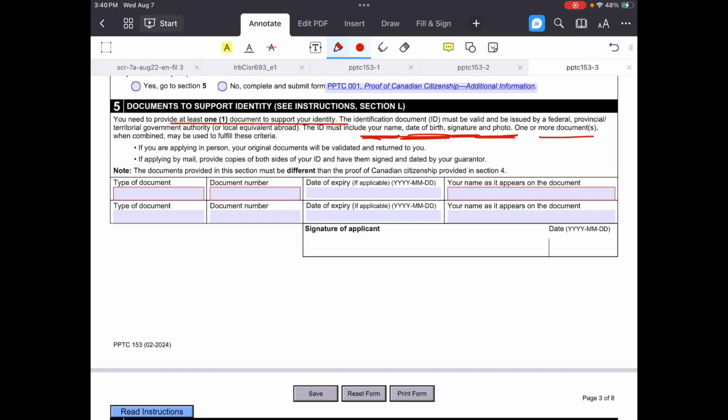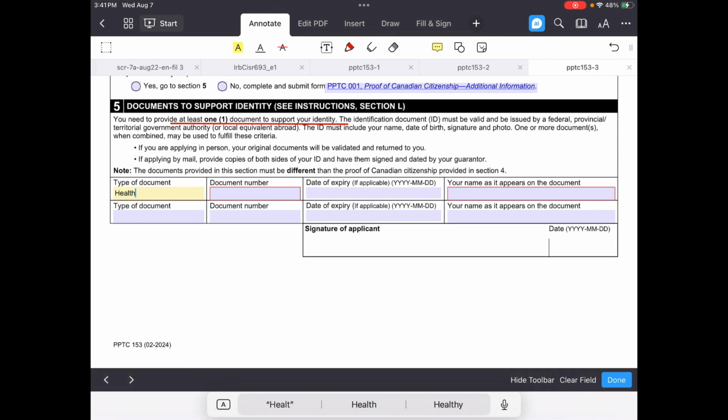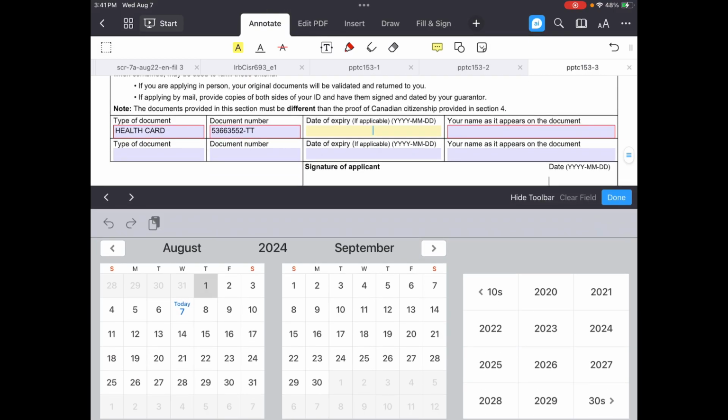One or more documents, when combined, may be used to fulfill this criteria. Again, as I mentioned, you can include your driver license information here. For the type of document, you can say health card. Just gonna say health card, and then you have to include the health card number, and then the date of expiry on that health card.